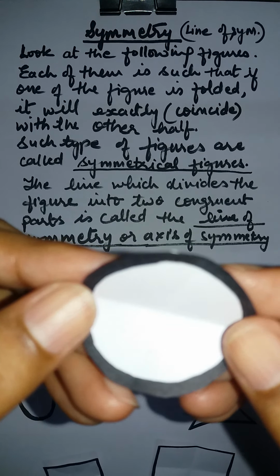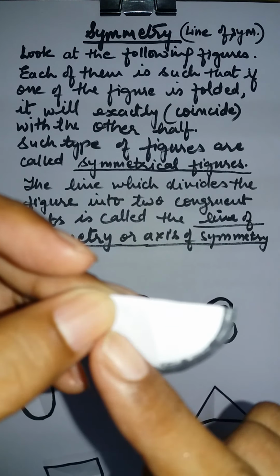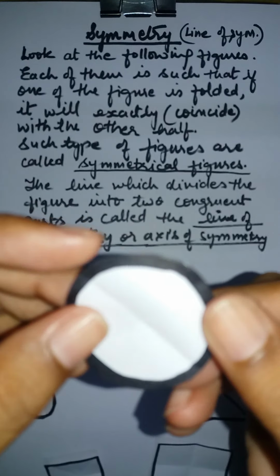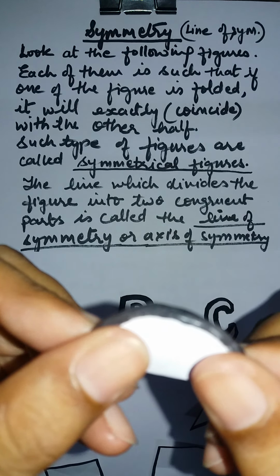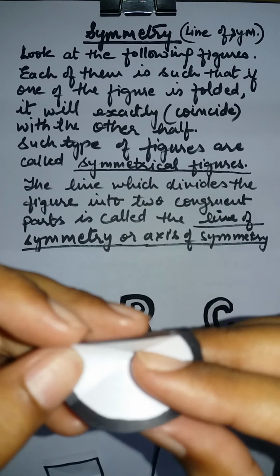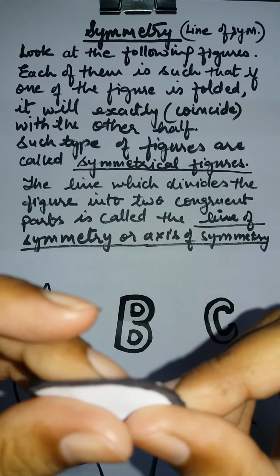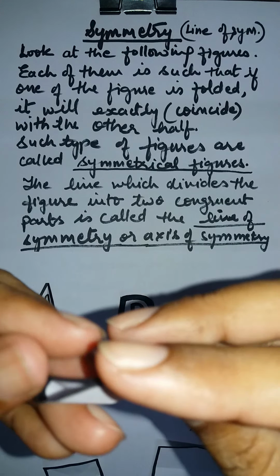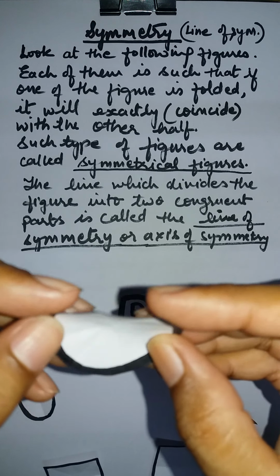This is a circle. We can get as many lines of symmetry as we want to fold it, or we can say uncountable lines of symmetry in a circle.